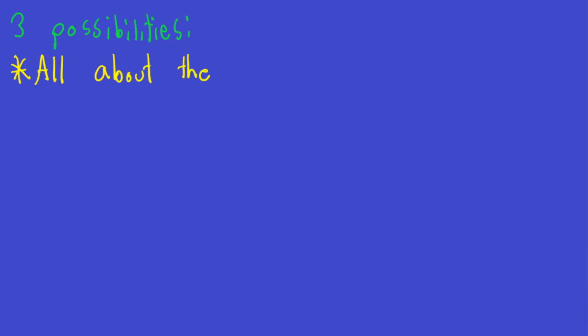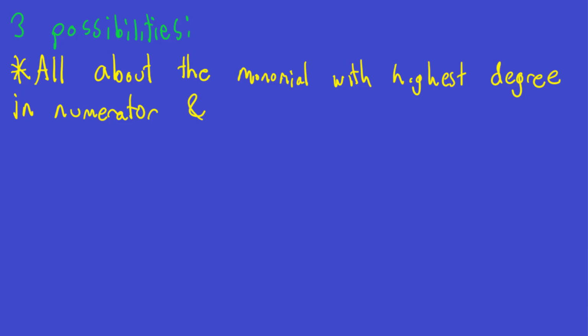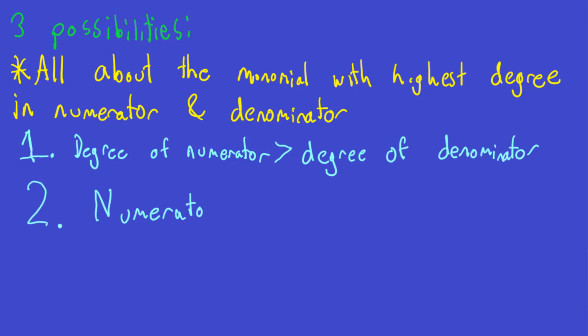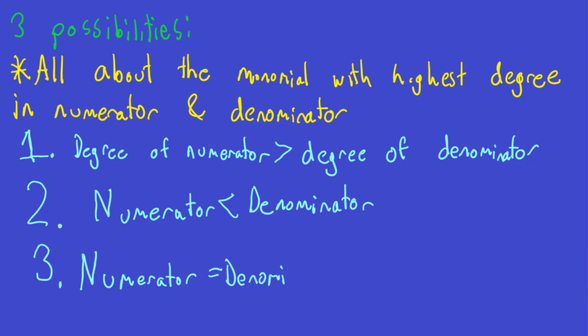There are three possibilities when it comes to finding a horizontal asymptote. On each possibility, though, the focus is all about the monomial with the highest degree in both the numerator and the denominator. The first case is when the degree of the numerator is greater than the degree of the denominator. The second is when the degree of the numerator is less than the degree of the denominator, and the third is when both are equal. If the numerator is greater than the denominator, there is no horizontal asymptote.